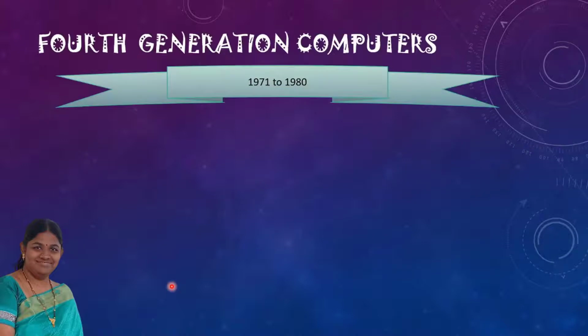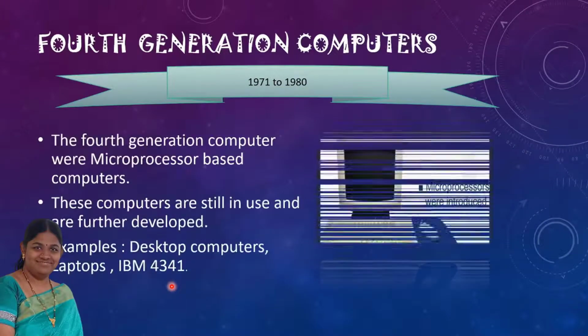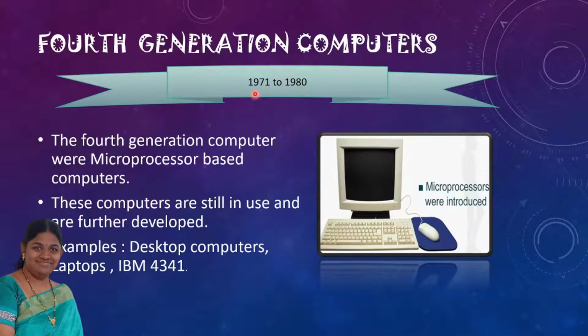And for all these computers, air conditioning is required. Now let's move on to the fourth generation computers. The fourth generation computer time period is from 1971 to 1980. The fourth generation computers are microprocessor based computers, and these computers are still in use and are being further developed. The desktop computers which we are using are fourth generation computers. All these desktops and laptops come under fourth generation computers, and they are microprocessor based computers.